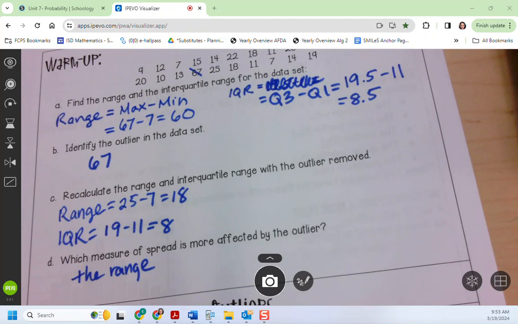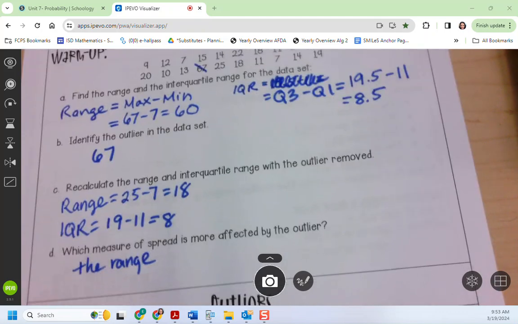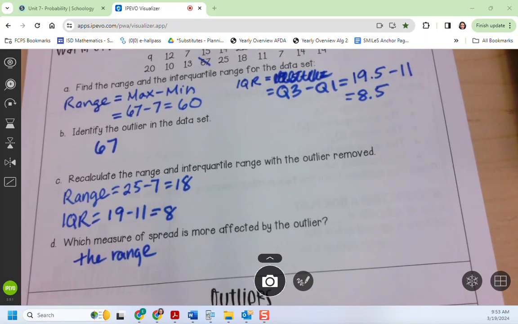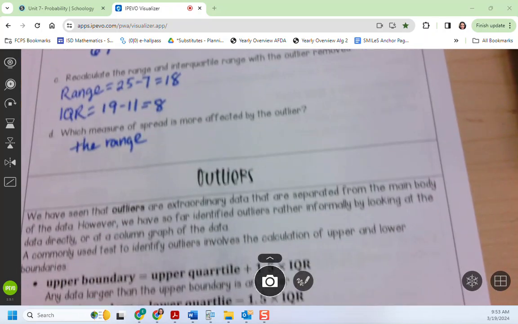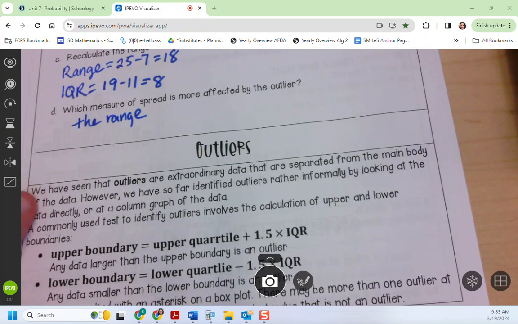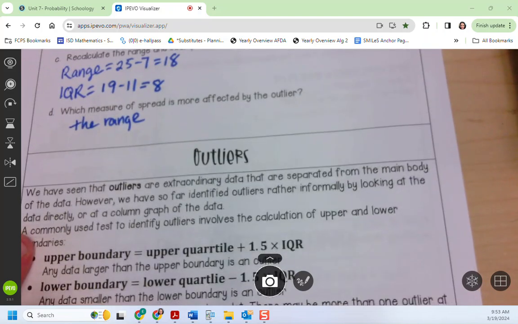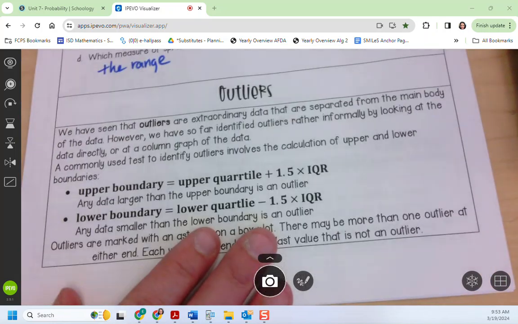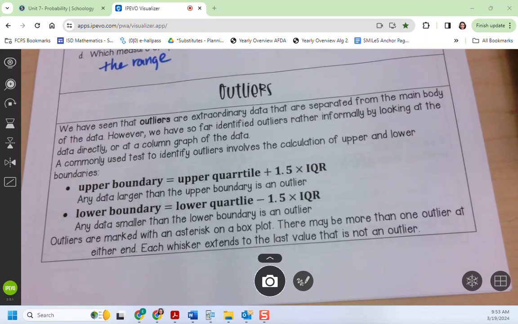All right. So let's read about outliers because we're going to get a better definition than just using your intuition as to which one might be an outlier. So we've seen that outliers are extraordinary data that are separated from the main body of the data, but so far we identified them informally. So a common test to identify outliers involves the calculation of the upper and lower boundaries. So that's going to tell you that your data should be within these upper and lower boundaries.